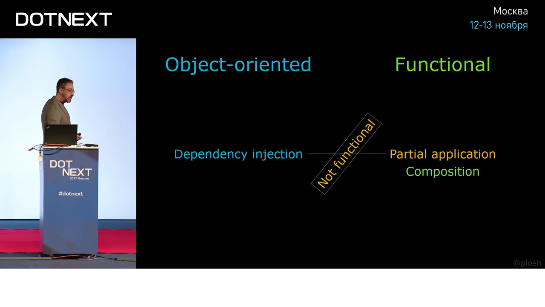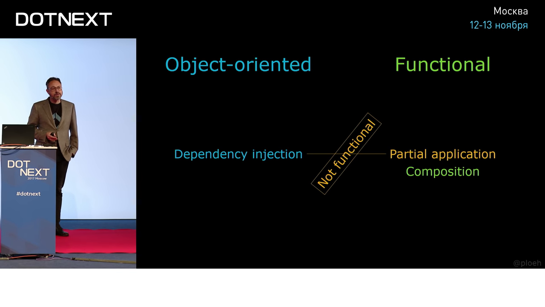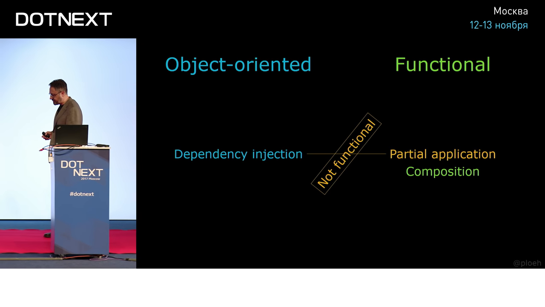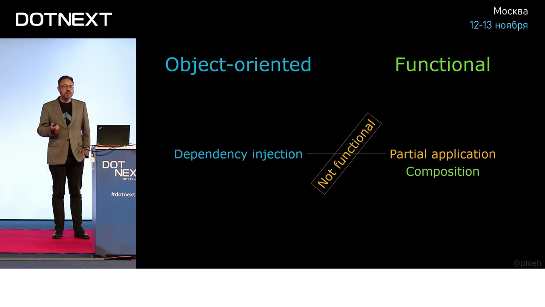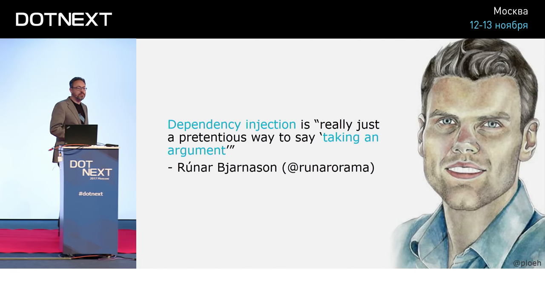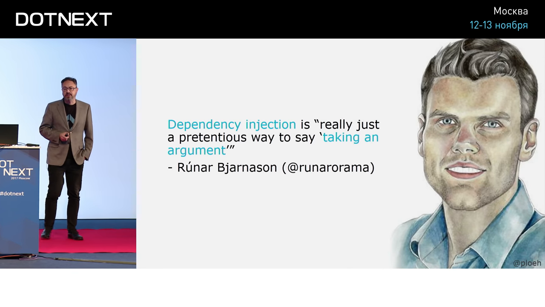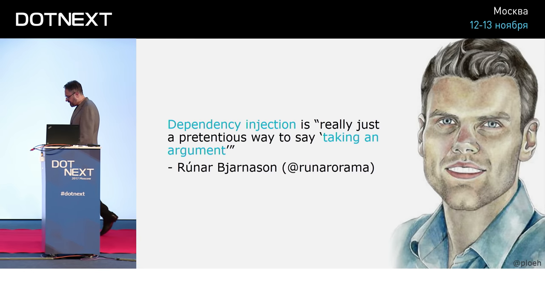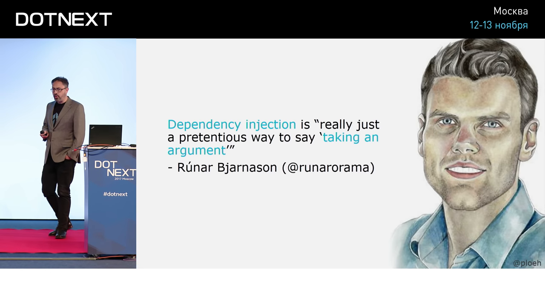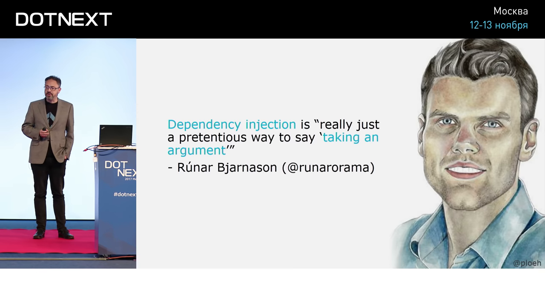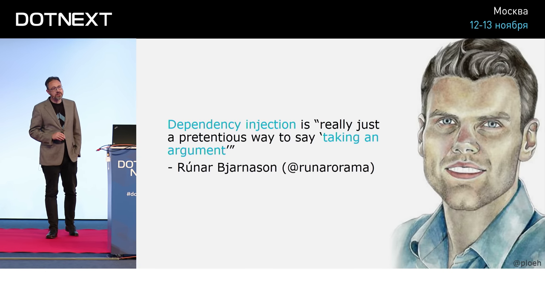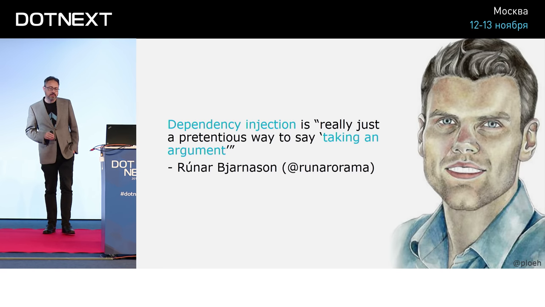So we'll start with a review of object-oriented programming and looking at dependency injection and why it looks the way that it does. So what's dependency injection? Well, Rune Bjarnason says it's just a pretentious way of saying taking an argument. And there's probably some truth to that, but I think it's not quite the whole story. Is it just taking an argument, or is there more to it?